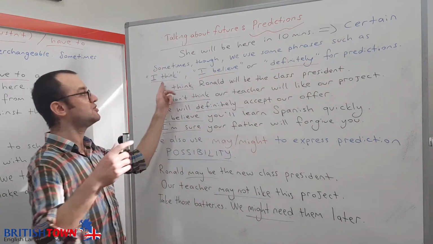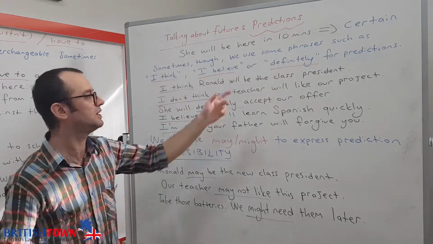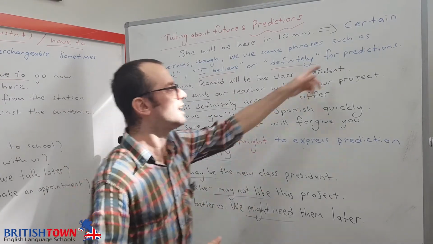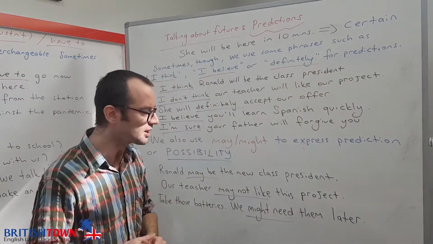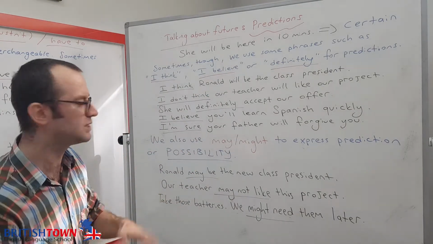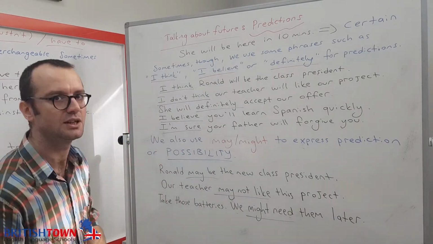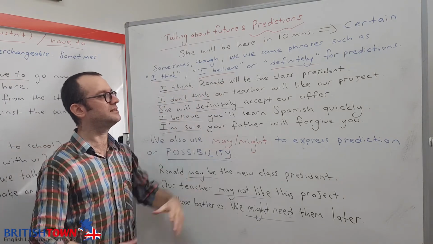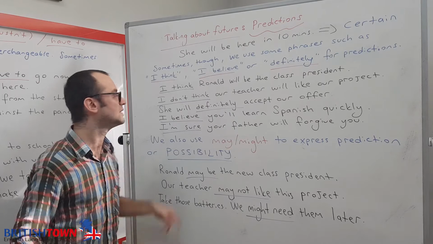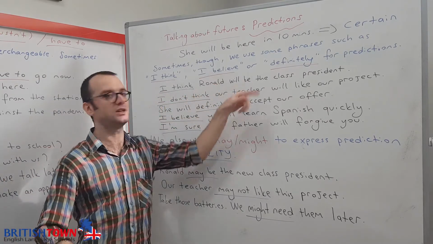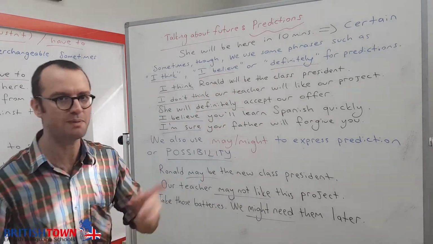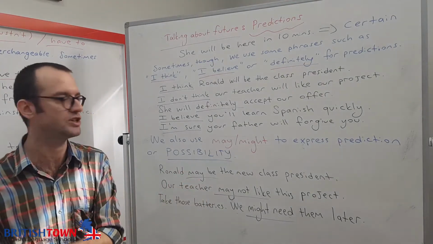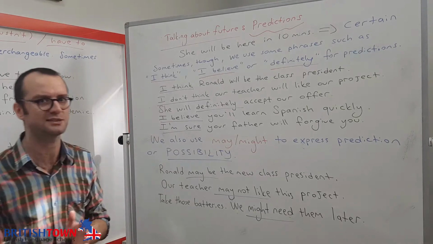Mesela bence, I think, I believe, inanıyorum ki, definitely, kesinlikle. Burada biraz daha eminsiniz. Tahmin bulurken bu tarz yapıları, phrase'leri, kalıpları kullanabiliriz. For example, I think Ronald will be the class president. Bence Ronald ne olacak? Sınıf başkanı olacak. Bence Ronald sınıf başkanı olacak. I think Ronald will be the class president.